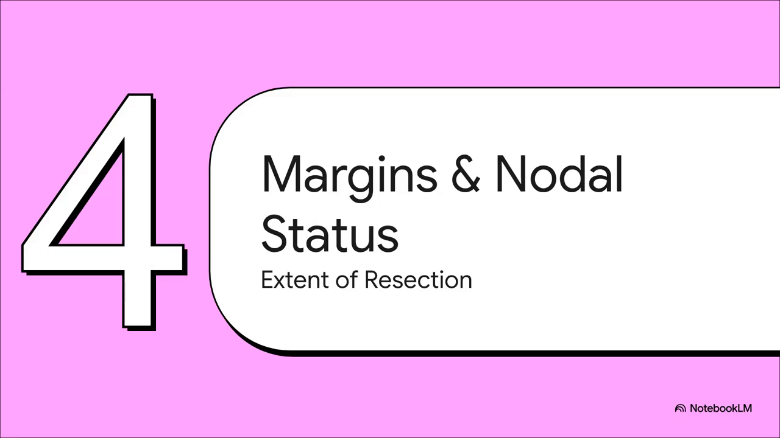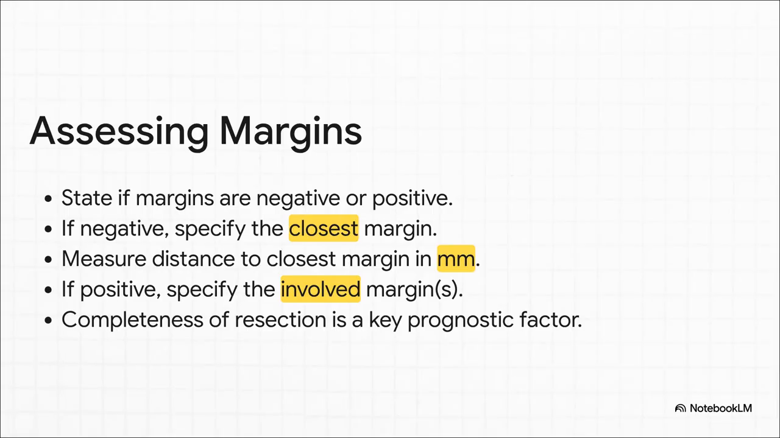Okay, so we've characterized the tumor. Now we need to define its boundaries. And let me tell you, margins and lymph nodes are two of the most critical pieces of information we give to the clinical team. This directly affects whether a patient is going to get more treatment, like radiation or chemo. When you're looking at margins, you have to be precise. It is not enough to just say negative.